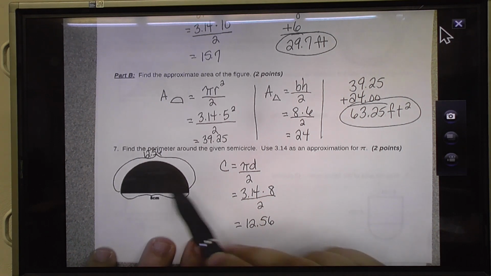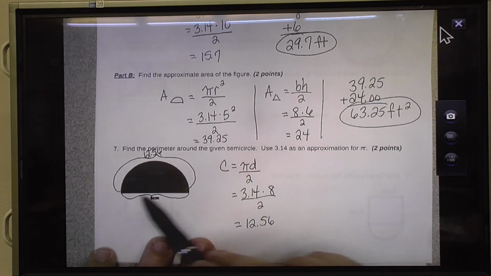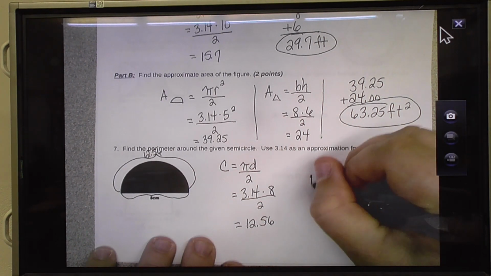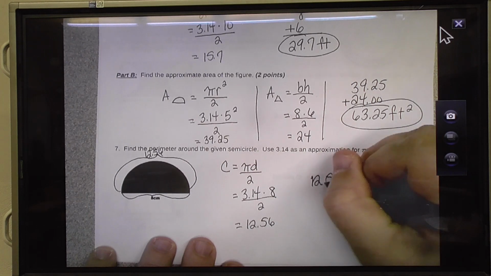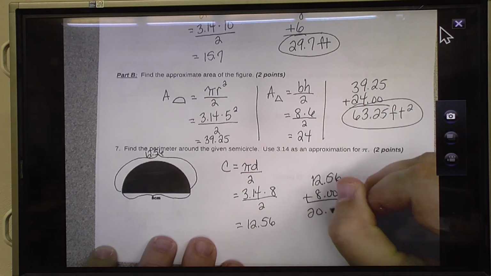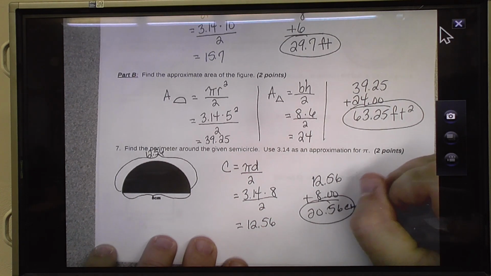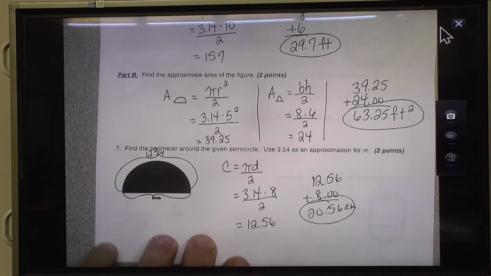You can't have your cow pasture with fence right here and no fence right here. So 12.56 plus 8 is 20.56 centimeters.